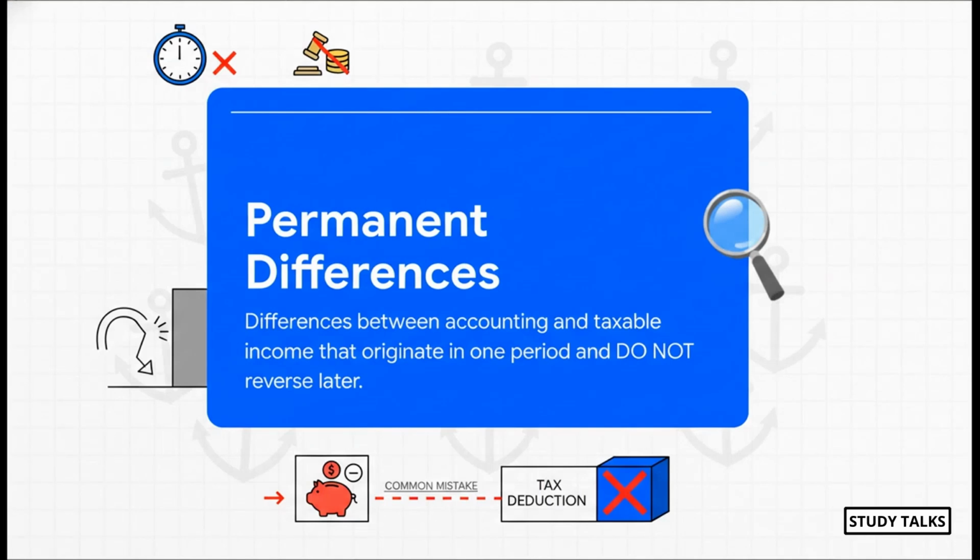And then you have these guys, permanent differences. The name says it all, right? These differences show up, and they never, ever go away. Think of a penalty you paid. It's an expense in your P&L, but the tax law says, nope, you can never deduct that. The difference is created, and it's there forever. Now, I want you to burn this into your brain, because they never reverse. Permanent differences do not create deferred tax. This is a classic trap, and it's where a lot of marks are lost.